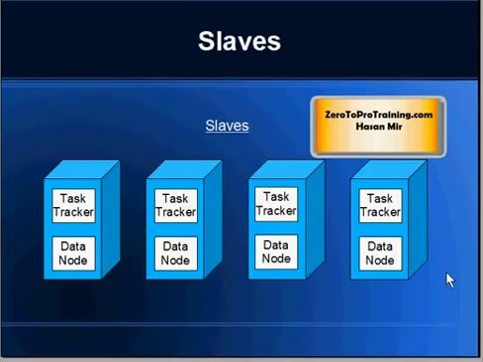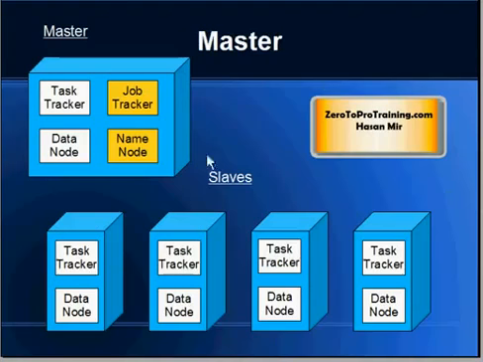And all these computers will be called slaves. Why would they be called slaves? Because we have a master. And what's the difference between the master and the slave? The main difference is that the master will have two additional components running on the computer. It would have task tracker and data node as well, just like any other slave computer, but in addition to those two components, it will also have job tracker and the name node.